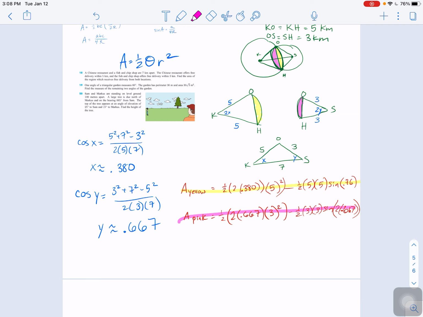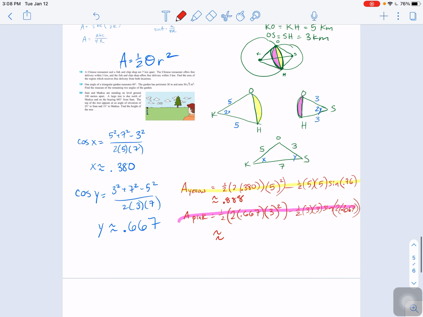All right, I'm going to grab a calculator and just try it. I need to make sure that I'm in the right setting, the right mode. You can't see what I'm doing, but I'm sorry. Setup, come down to radians. So it's 1/2 times 2, so 0.38 times 5 squared is what I'm typing in, minus 0.5 times 25 times sine of 0.76. The yellow is approximately, I just got 0.888.